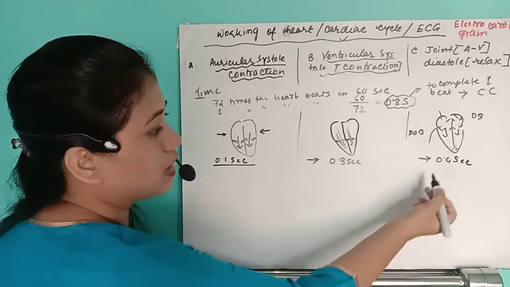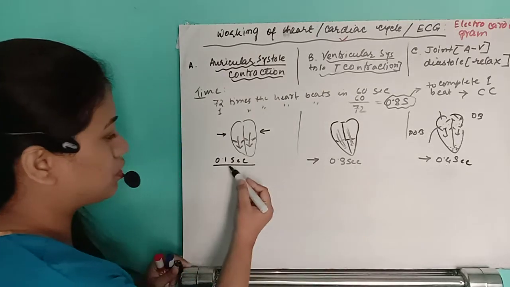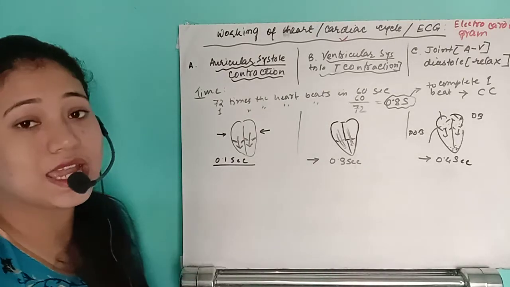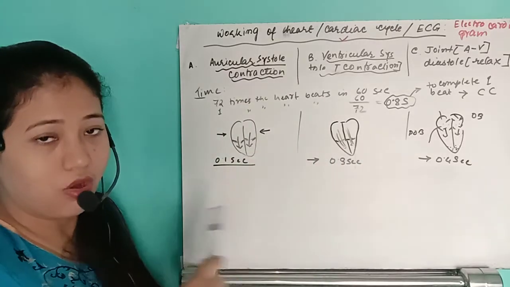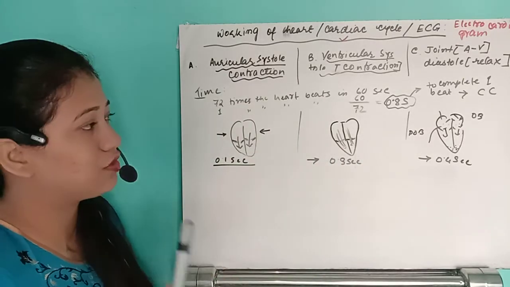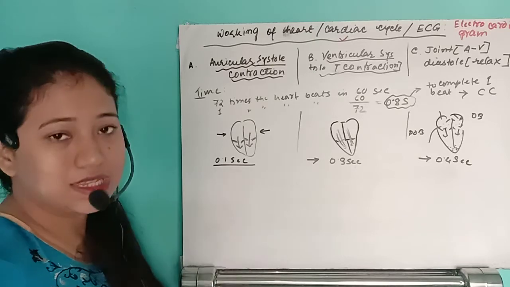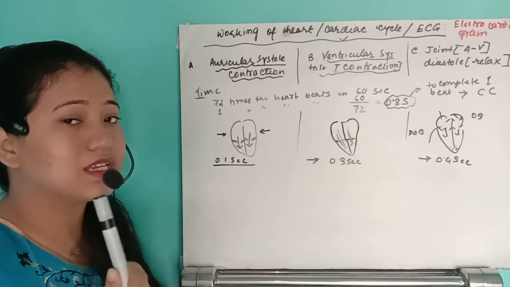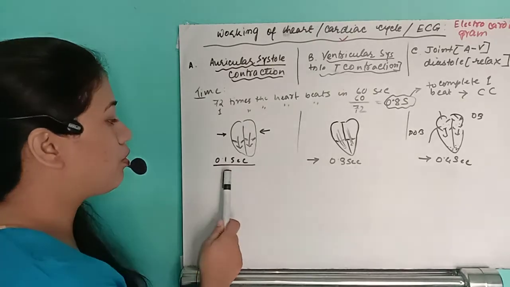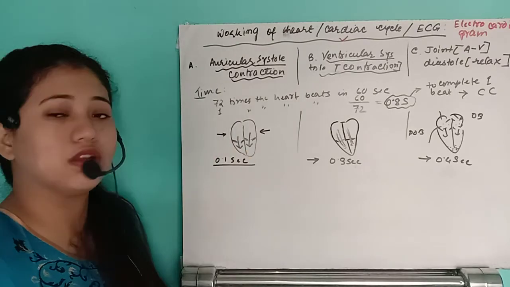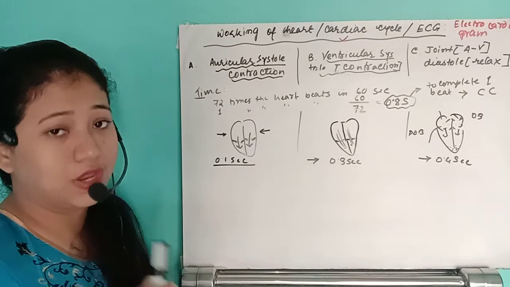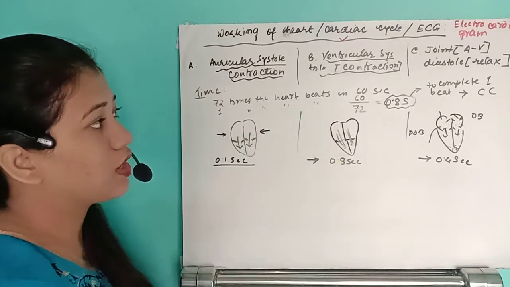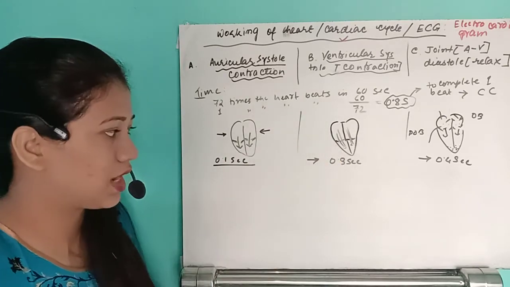So just add it: 0.4, 0.3, 0.1, that is 0.8 second will be required to complete the whole beating. Or for the heart to beat once, it will require 0.8 second. To complete its one cycle, it is 0.8 second. 0.1 second will be required for the auricular systole, 0.3 second for the ventricular systole, and the joint diastole will require 0.4 second.